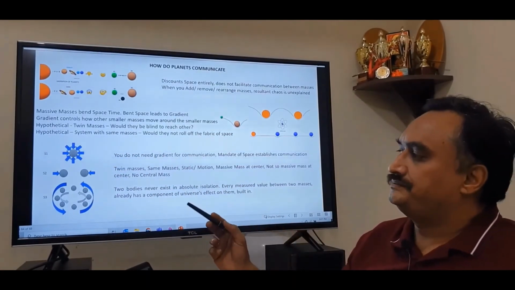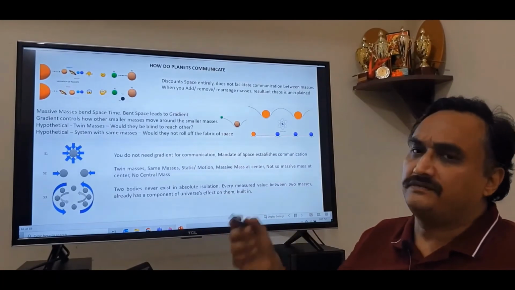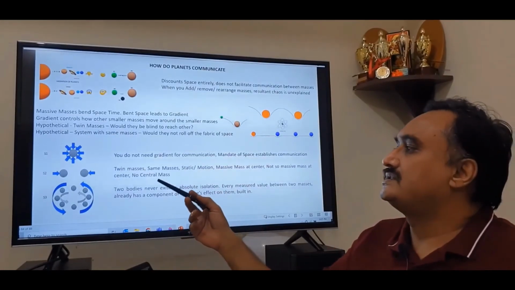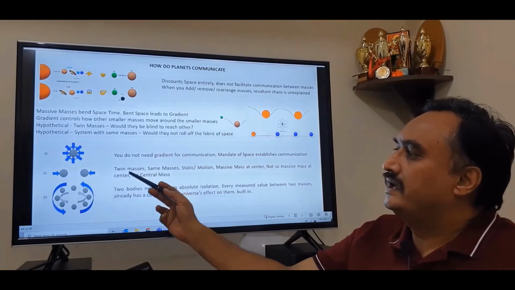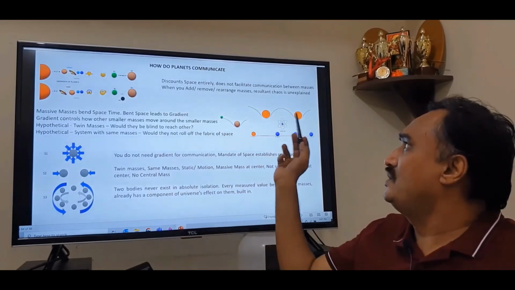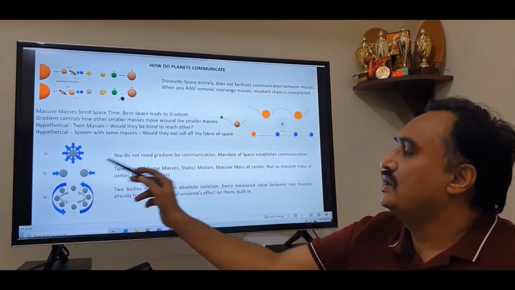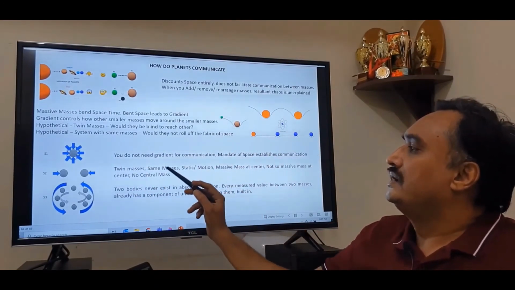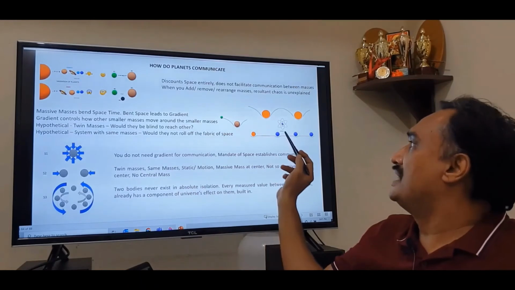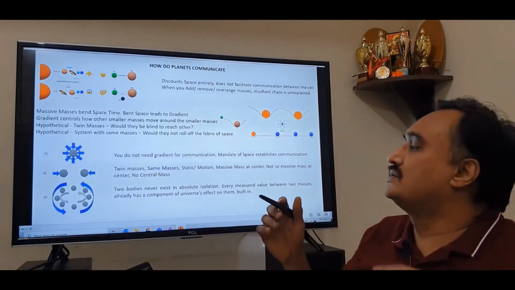And when it comes to the nature of masses, as we have seen in the spacity theory, if they are twin masses, it would not bother. It would just bring them together. The play of S2 would still act. Whether they are same masses, it would still hold the solar system together.